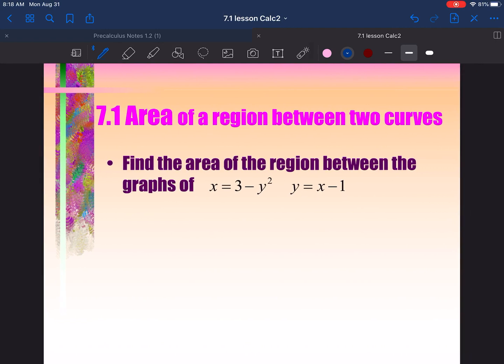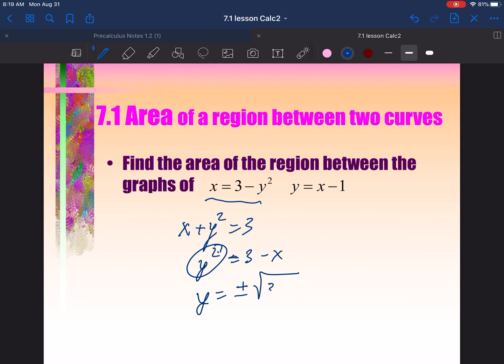Now, this last one has a little added twist. You notice this first equation, that it's x equals instead of y equals. Now you've got some choices. You could either make it y equals, and if we do, we'd make it x plus y squared equals 3, y squared equals 3 minus x. And then when we get rid of that squared, you've got to be careful, because you have to put a plus or minus on it. And it's plus or minus the square root of 3 minus x. And so this, if you graph it, looks like a parabola that's sideways.